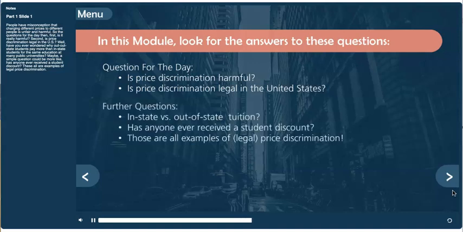Well, have you ever wondered why out-of-state students pay more than in-state students for the same education at many public universities? Maybe a simple question could be more like, has anyone ever received a student discount? Those kinds of things. And these are examples of legal price discrimination.